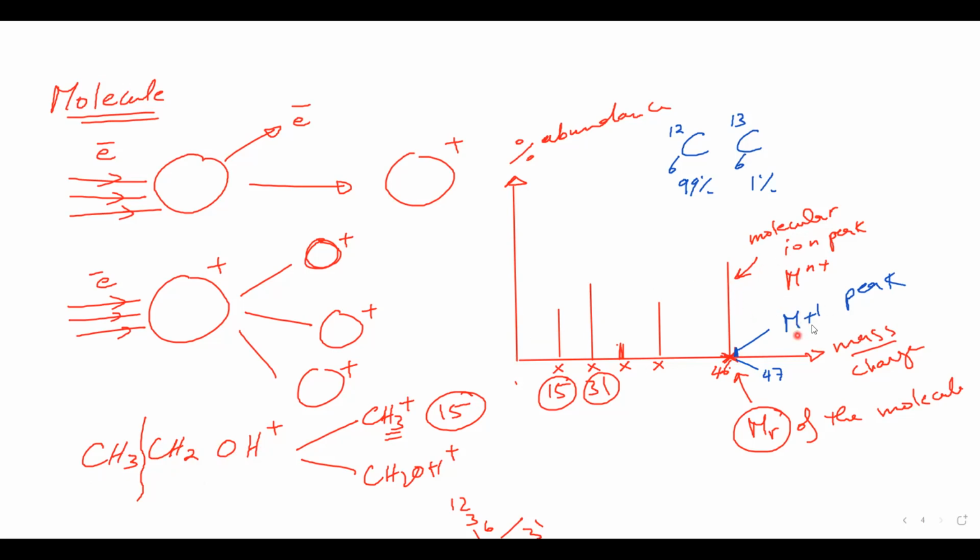So you get what we call the M+1 peak beside the molecular ion peak. This is because of the presence of an atom of carbon-13, of the isotope carbon-13. Okay? Understand, or do you have any question?